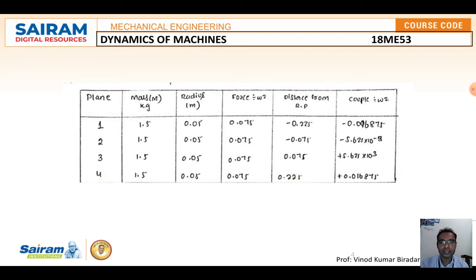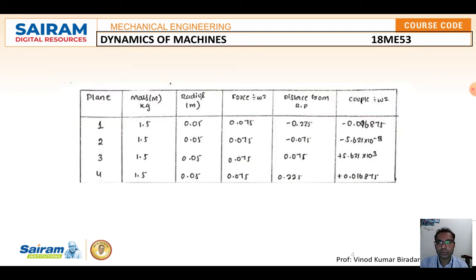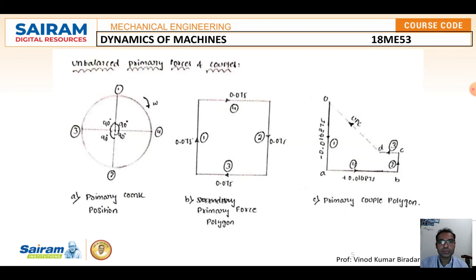That is a force polygon. Take the tabular column of the force polygon diagram, those values you have to construct. Initially it is 0.075, so construct. The second one is with an angle of 90 degrees, that is very important. Don't construct horizontally because the angle is given as 90 degrees. Again 1 to 4, again 0.075, angle is 90 degrees. So that is also over.